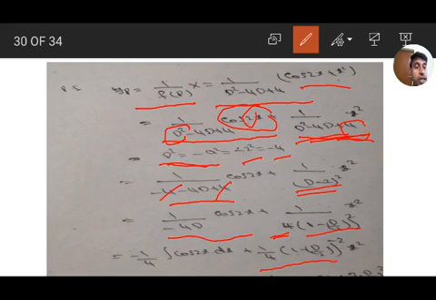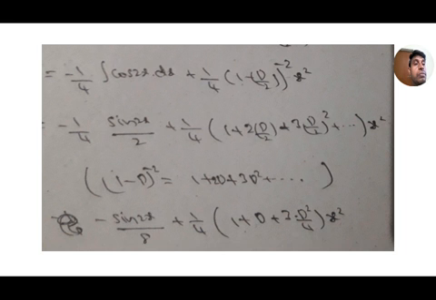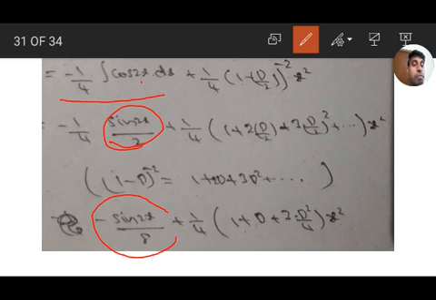And here we use the formula: the integration of cos 2x is sin 2x by 2. Next step, we have minus 1 by 4 times the integration of cos 2x, and the integration of cos 2x is sin 2x by 2, so it is minus sin 2x by 8.